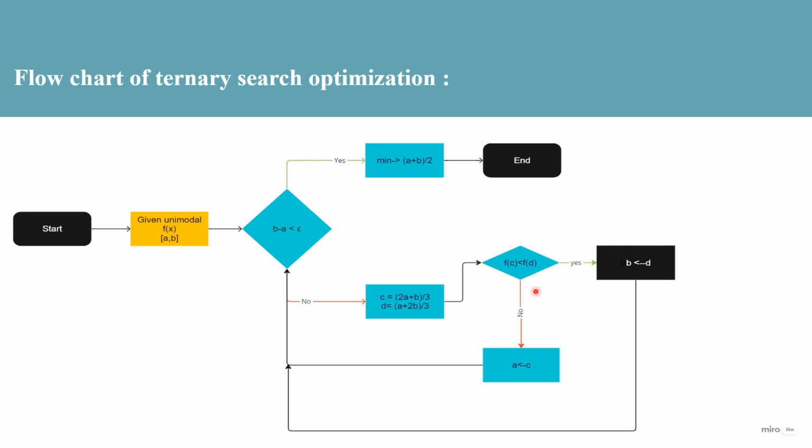Then we will compare the values of f of c and f of d. If f of d is greater than f of c, the right bound will be replaced by the value of d, and if f of c is greater than f of d, the left bound is replaced with the value of c. This process takes place until b minus a is less than epsilon, and at that point we will get our minimization. So this is the algorithm for a minimization type of problem. In the coming slide we are going to implement this algorithm in Python.